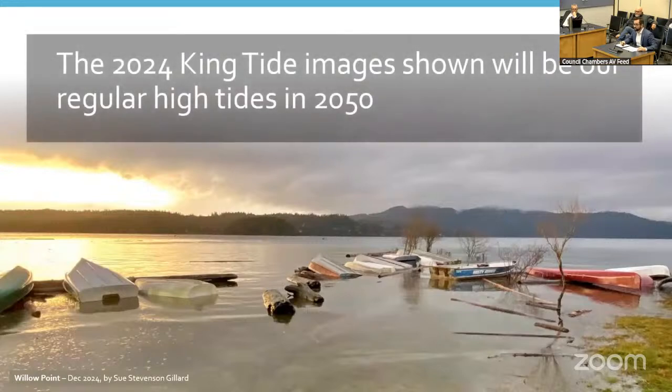Part of the project is we did a photo contest at the King Tide in December of 2024, and it really provides a useful indicator of what a high tide will look like twice a day by 2050. And this is just down the street here.